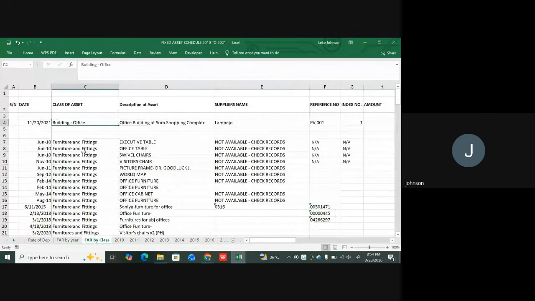And that building was actually purchased in 2021. But prior to that time, there was nothing like an office building. Okay, so that was that.